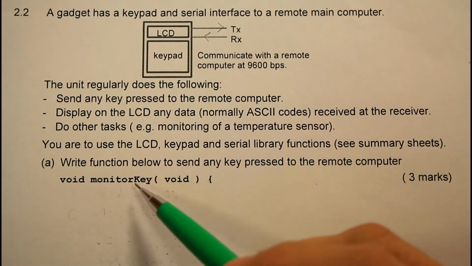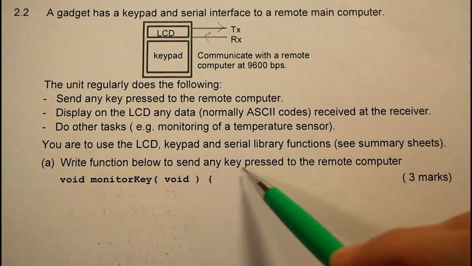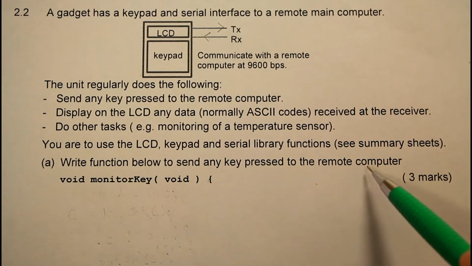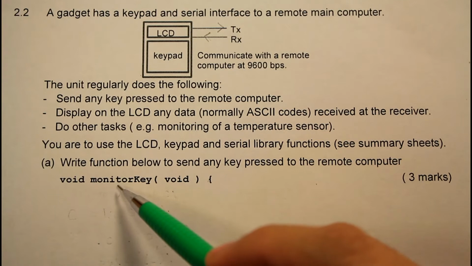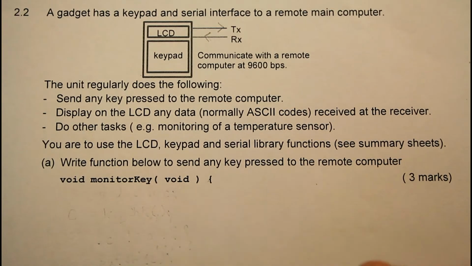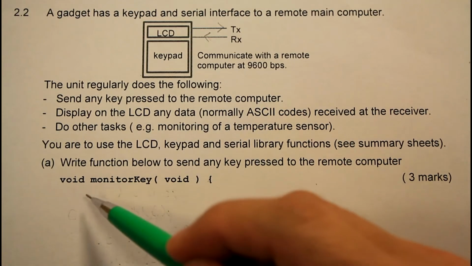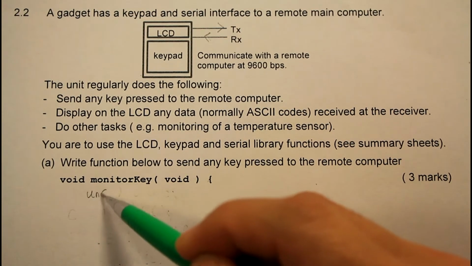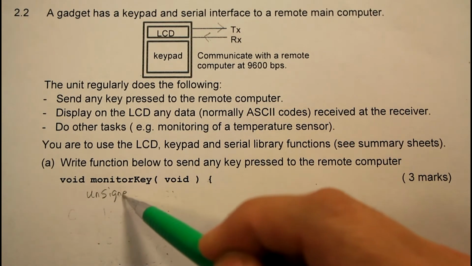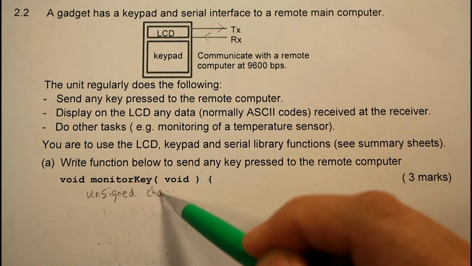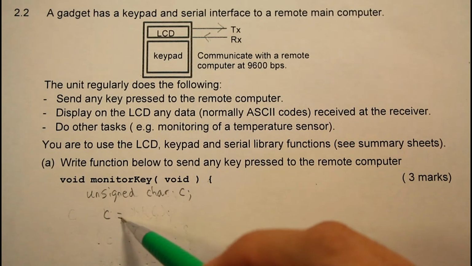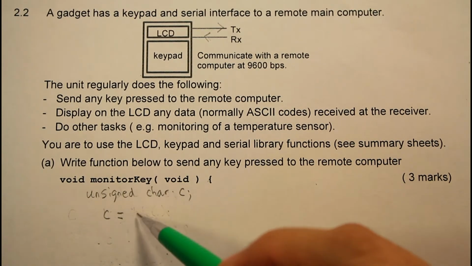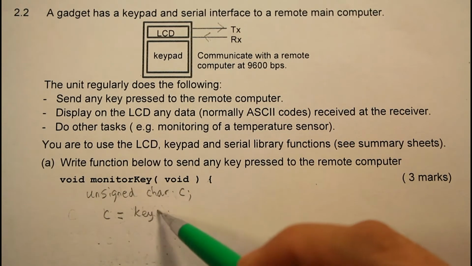function. The first function would be to send any key press to the remote computer. So the function is void monitor key void. The first thing that we need to do would be to define a character C, unsigned char C. C would be used to read the key press, so we can use the function key check.